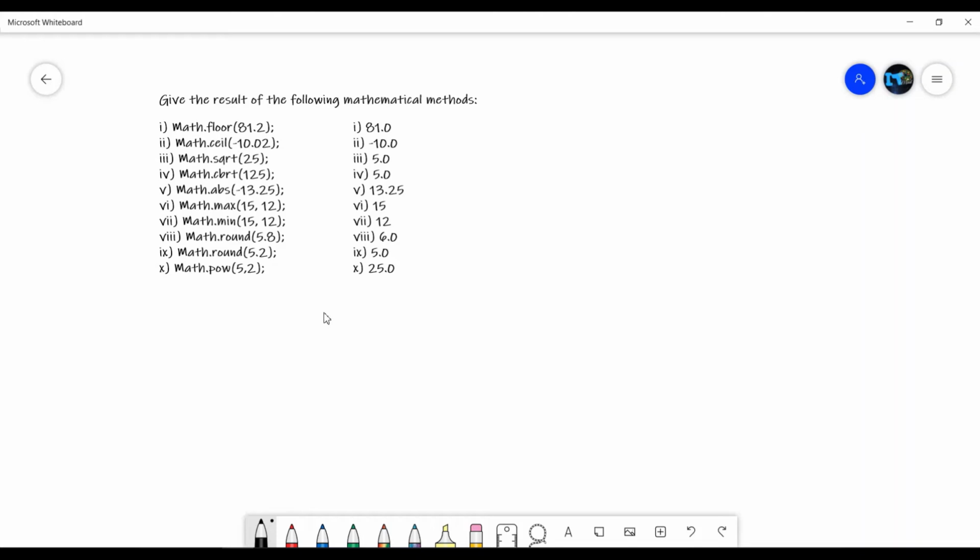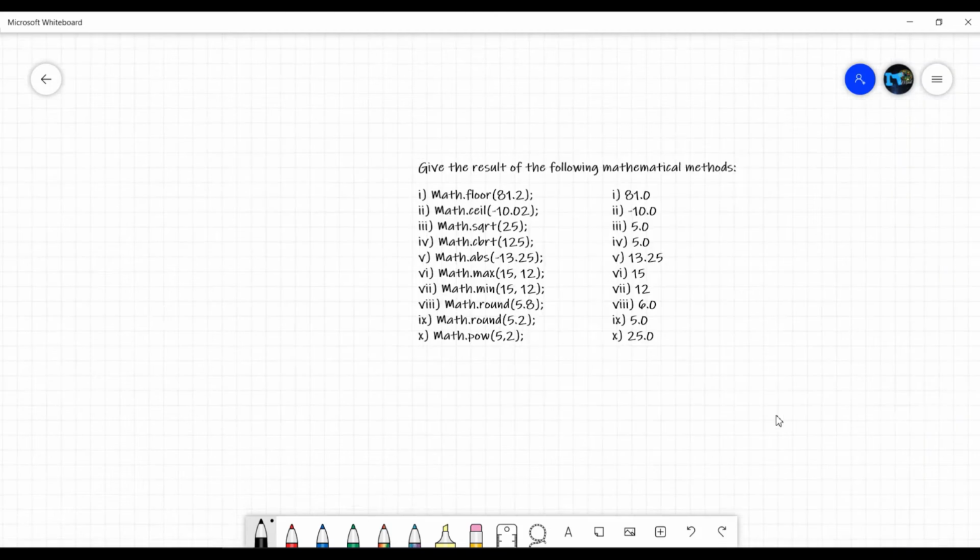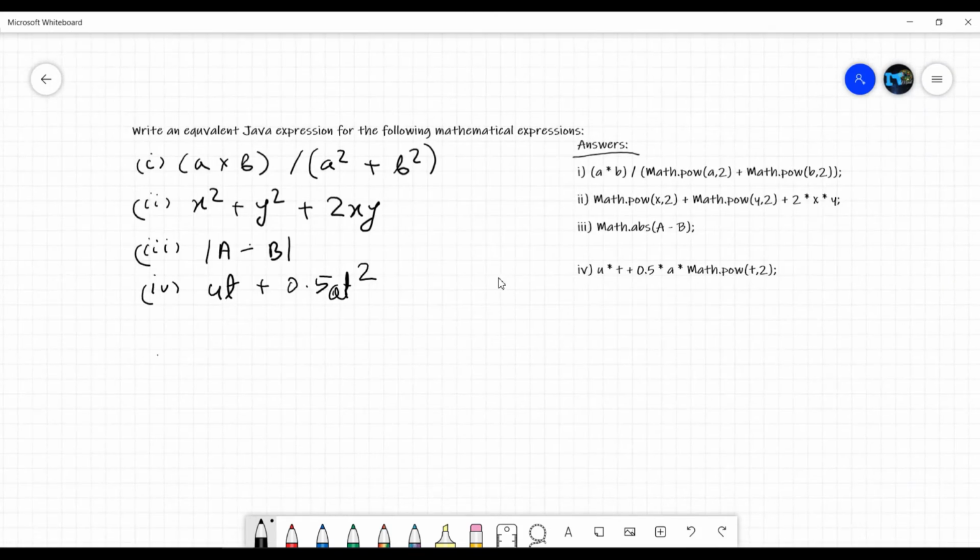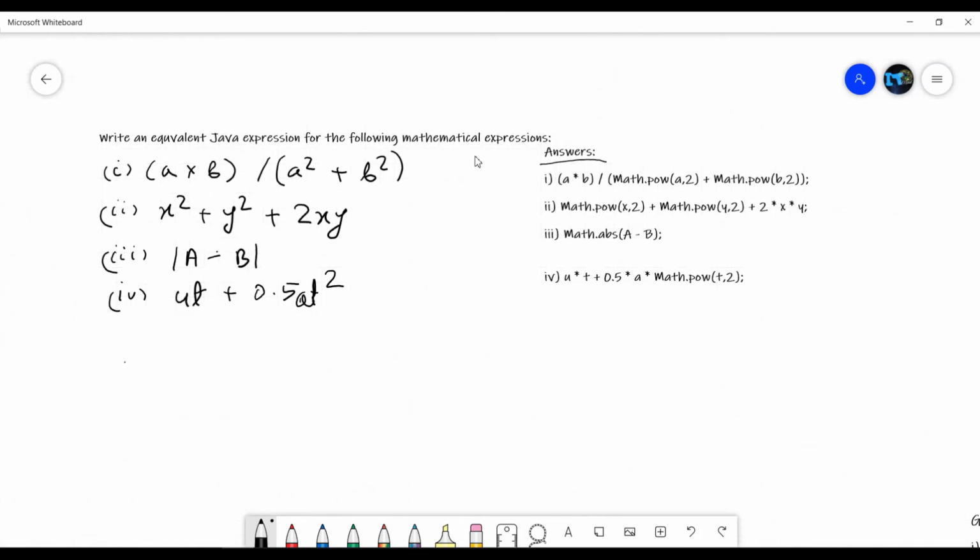Or, like this, the mathematical expression is already given and you have to convert the expression into your Java expression. So this is all about the Math class programs or objective type questions. Okay, let's do some more programs using more Java methods.